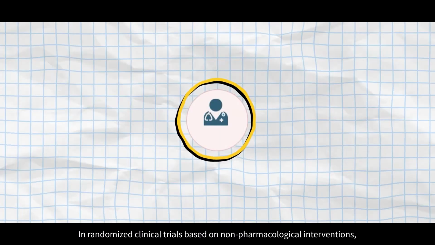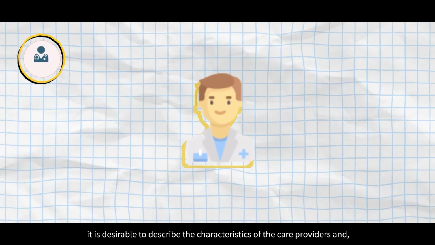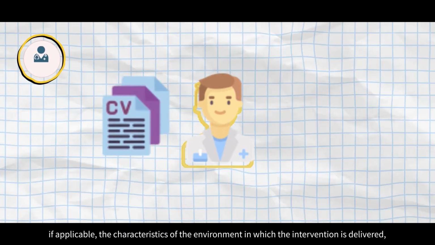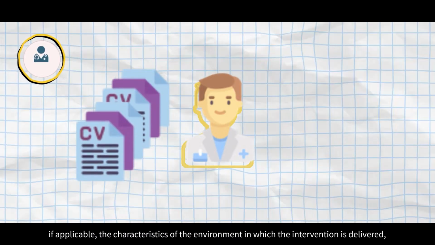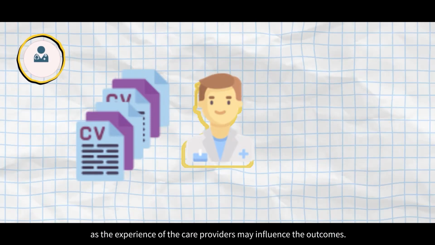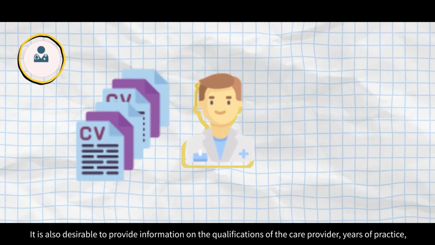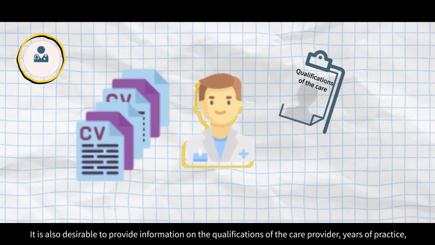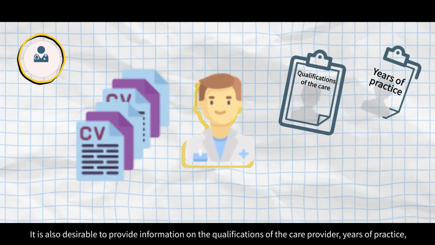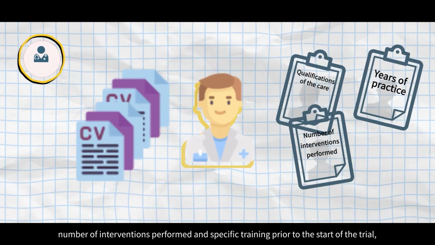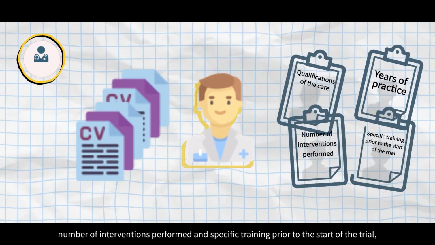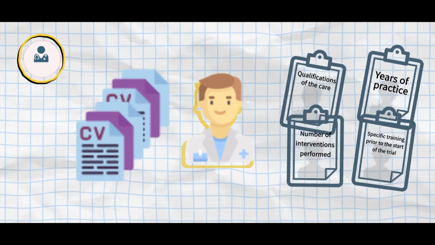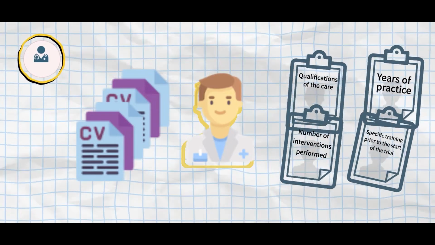In randomized clinical trials based on non-pharmacological interventions, it is desirable to describe the characteristics of the care providers and, if applicable, the characteristics of the environment in which the intervention is delivered, as the experience of the care providers may influence the outcomes. It is also desirable to provide information on the qualifications of the care provider, years of practice, number of interventions performed and specific training prior to the start of the trial, in order to allow the results to be applicable and reproducible.